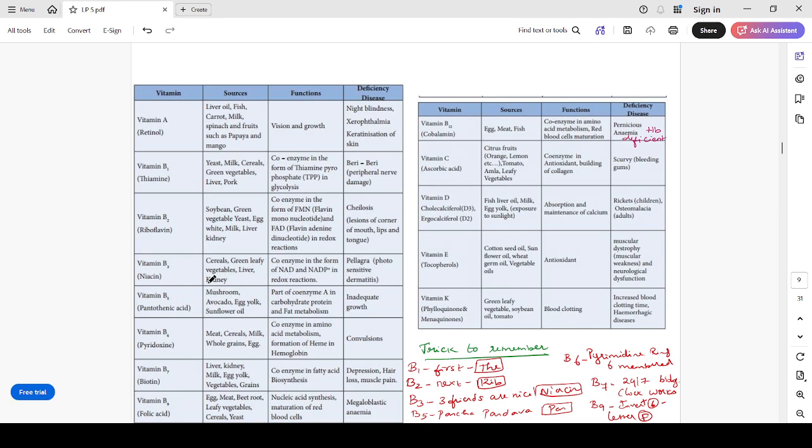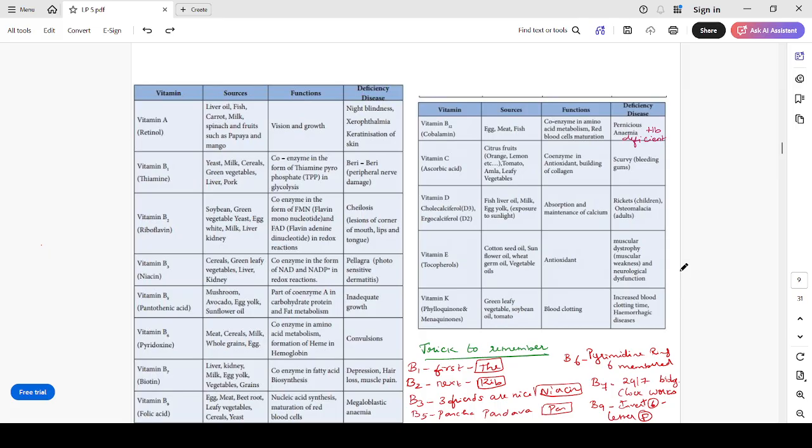Let's start learning the names of the vitamins and their actions. That's very important. The first one is vitamin A. I'm going to give you a mnemonic to remember the vitamin names. Have you already memorized the vitamin names?